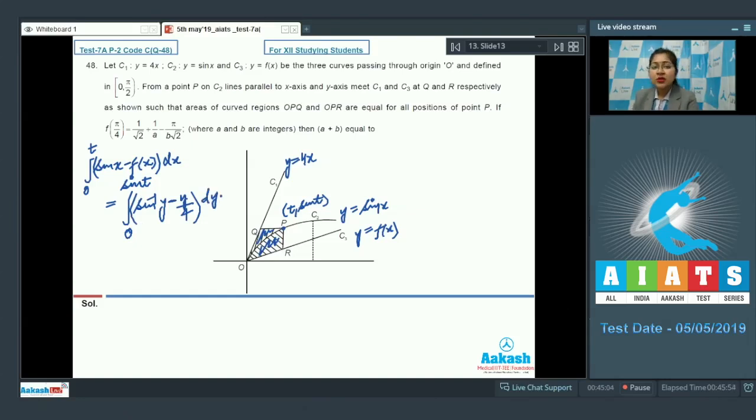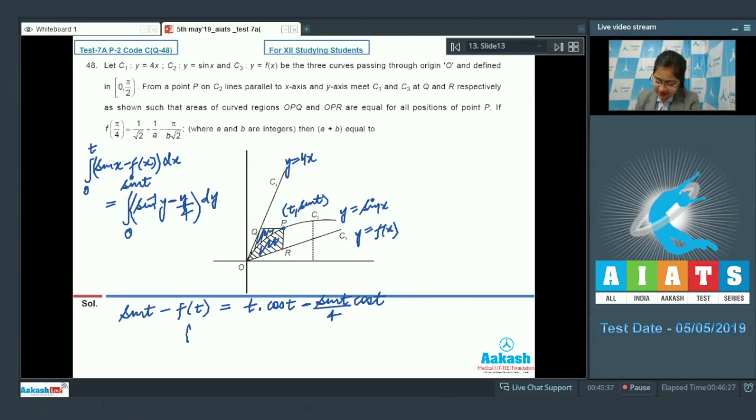Now here using Newton-Leibniz theorem, let's differentiate it. We will get sin t minus f of t is equal to sin inverse sin t, that is t, into differentiation of sin t, that is cos t, minus sin t upon 4 into cos t.